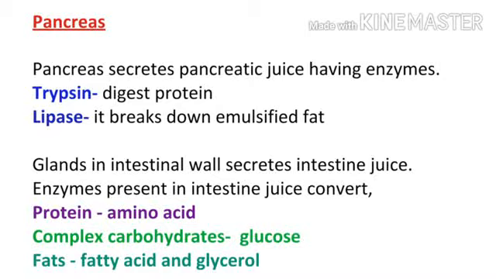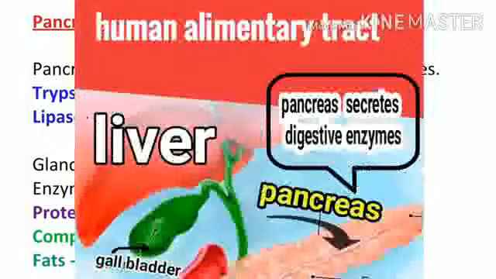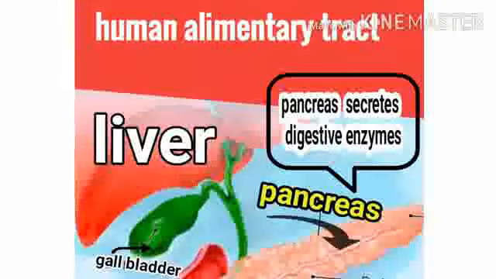See, the pancreas also secretes enzymes. It secretes the juice in which enzymes are there. Like trypsin, which digests the protein, and lipase, which also digests the fats. Now the inner wall of the small intestine has glands which secrete the juice, and it completely digests protein to amino acids, then carbohydrates to glucose, and then fat to fatty acids and glycerol. So here the complete digestion takes place in the presence of enzymes.